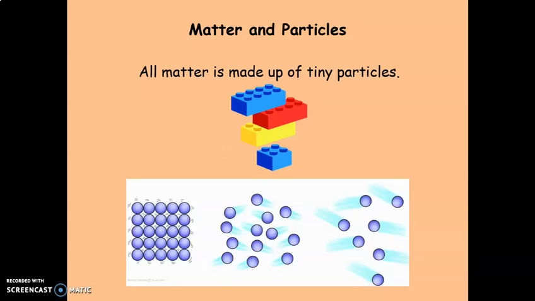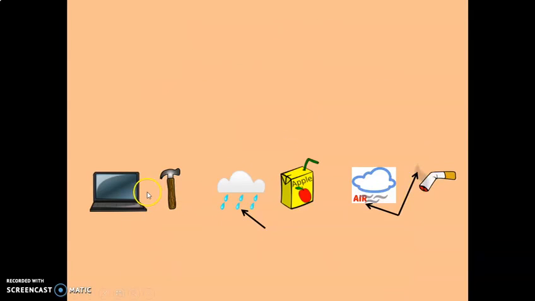Okay? So, if you look at the pictures here, the laptop and the hammer, they can keep their shape, right? And the raindrops and the juice, they have particles that can slide past each other, and we can put them in a container. It means something that contains them. Okay, and they take the shape of their container. And here we have air and smoke. Can you guess what three states of matter we have here?